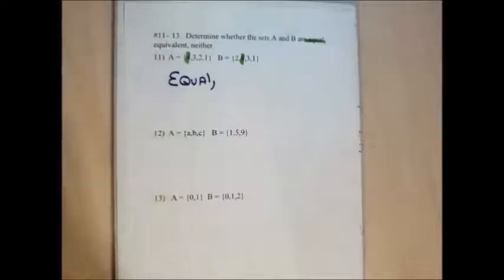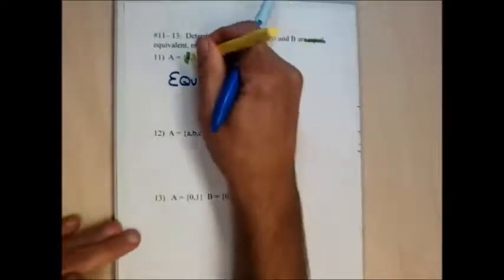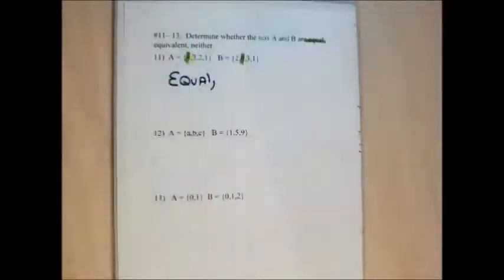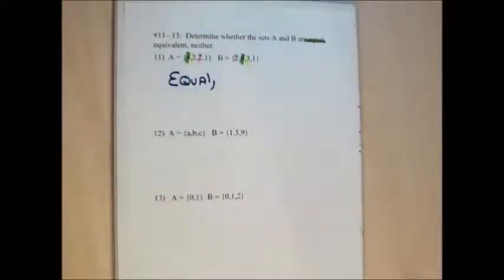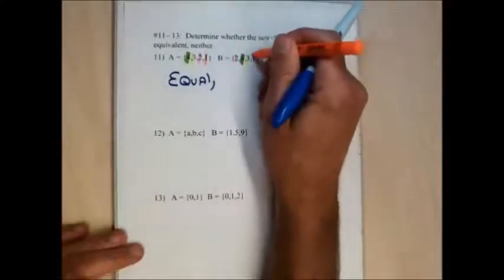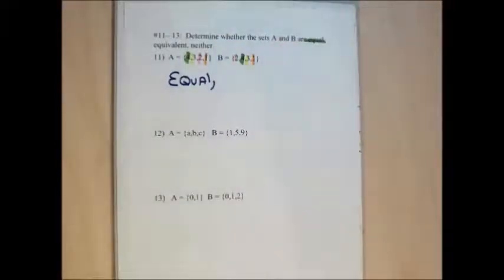Both sets have a 4. Both sets have a 3. Both sets have a 2. And both sets have a 1. And they have exactly the same elements. There's no extra element in one set as opposed to the other. So those are equal sets.